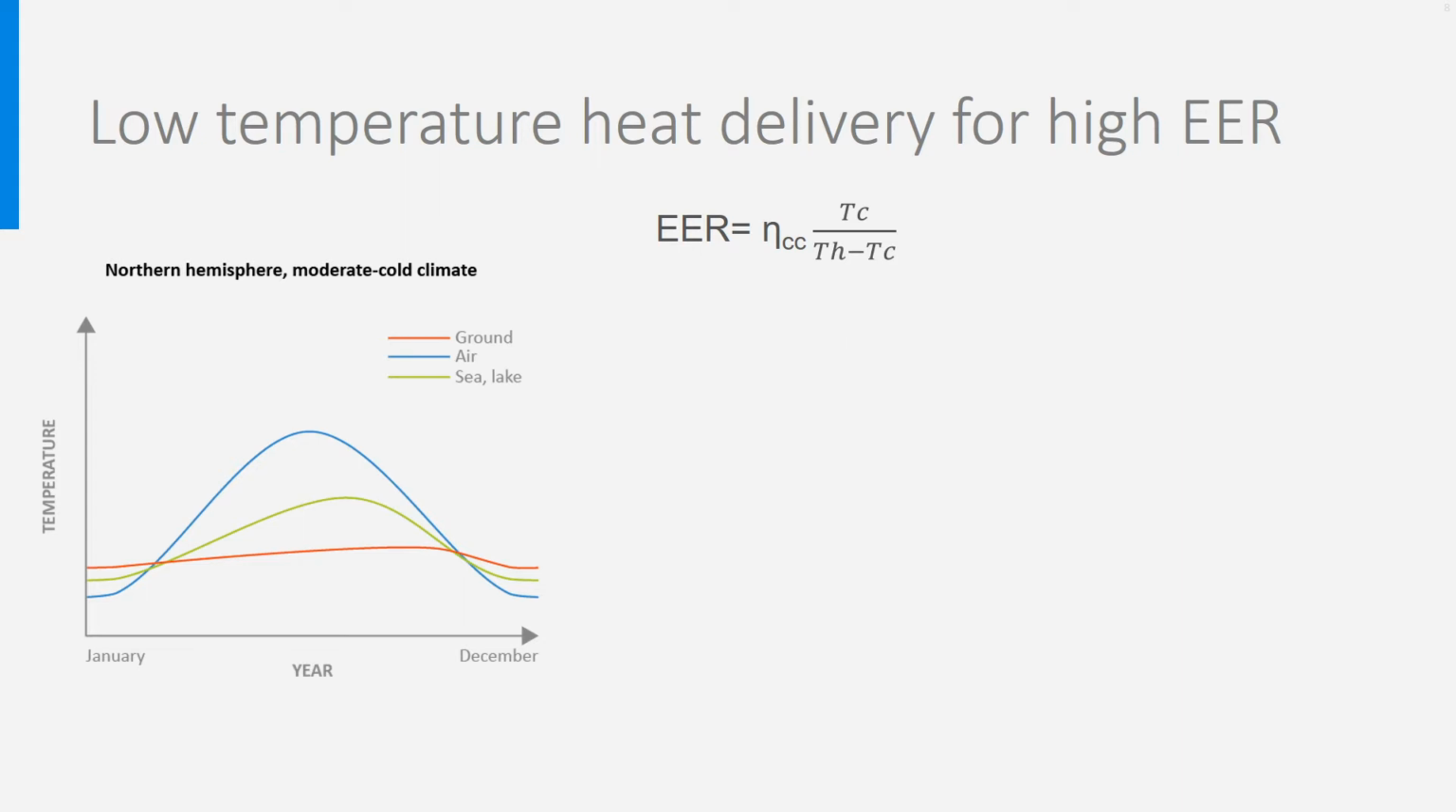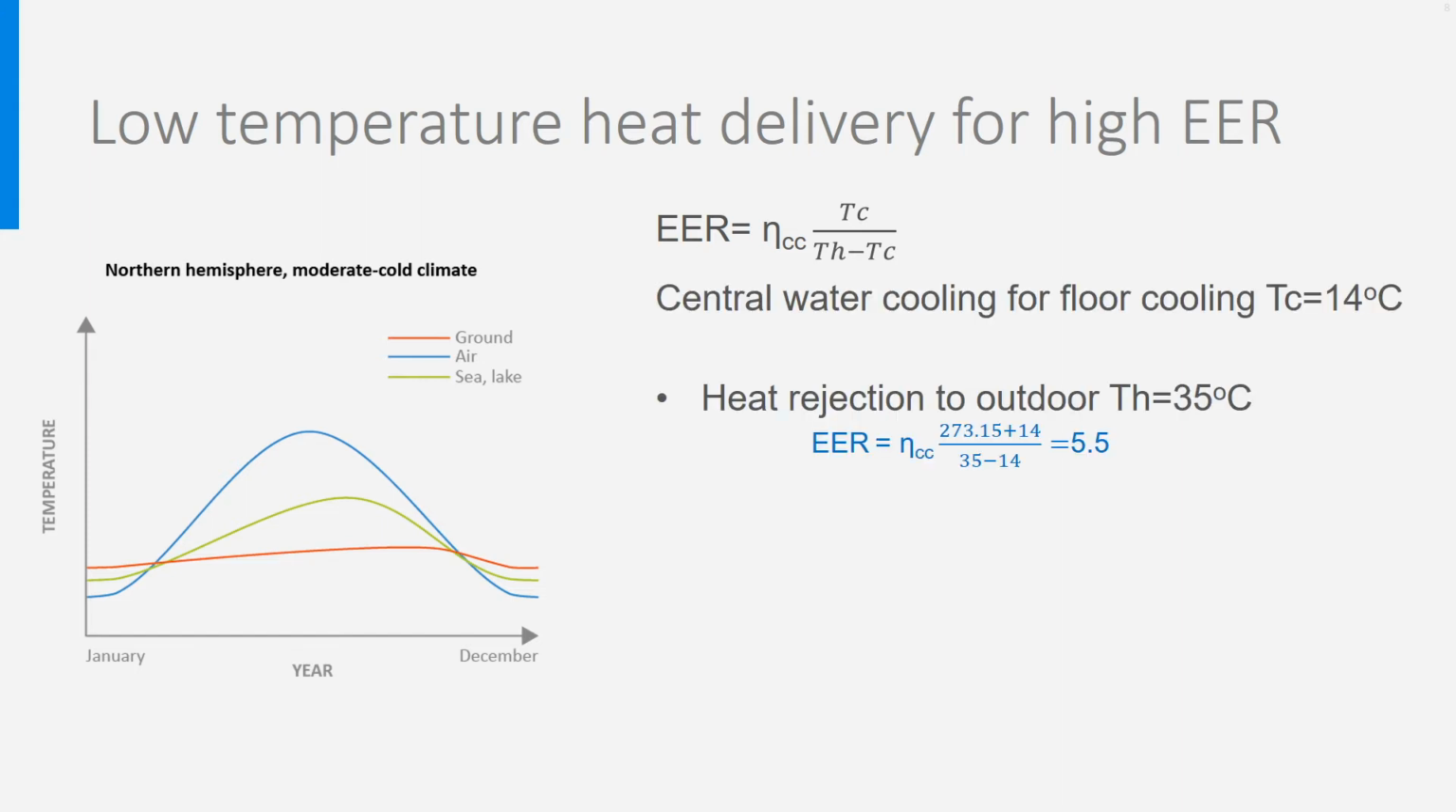Let's look at the temperature graphic on the left and look at what happens in hot summer. The air temperature is in general much higher than the temperature of the sea or lakes, while the shallow ground has the lowest temperature. Let's look at the effect of this heat delivery temperature on the EER by taking the example of central water cooling for floor cooling. TC is 14 degrees.